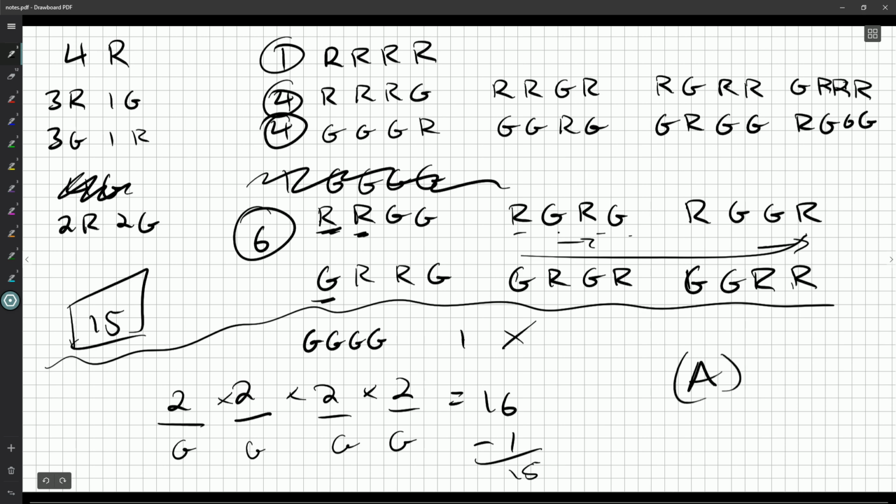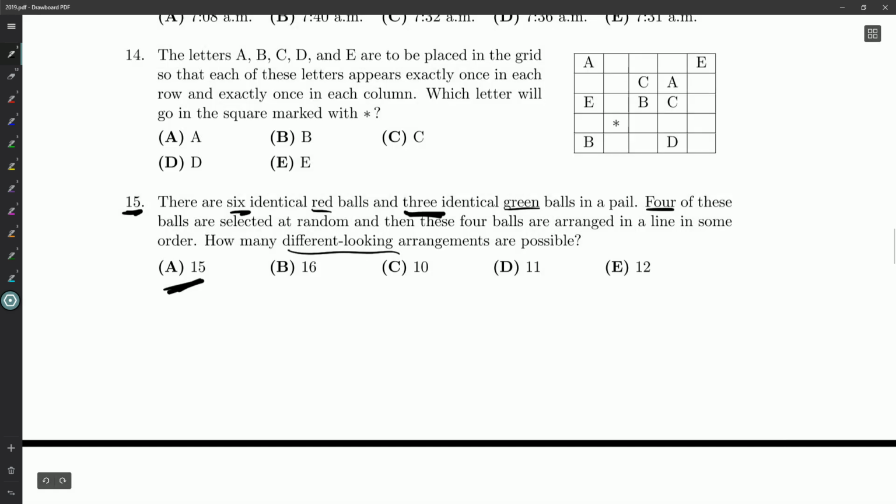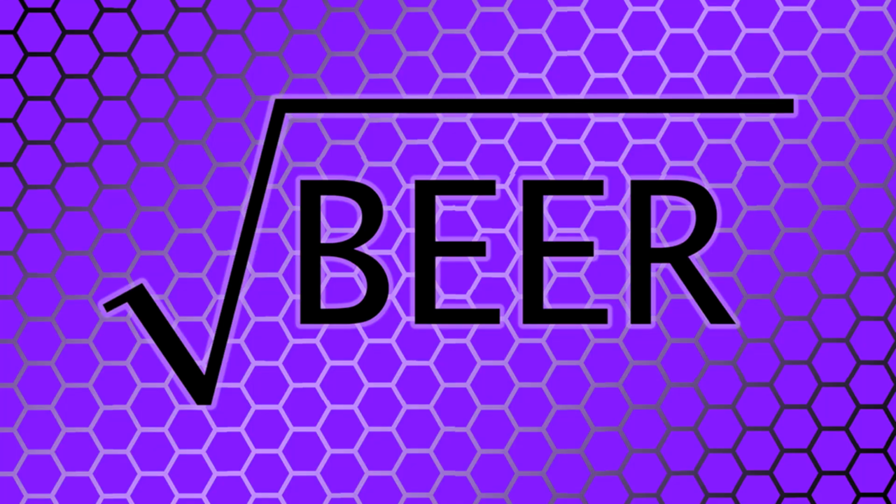But we get ourselves an answer A, and so we get 15 for question 15, very nice. I like when that happens. And up next, we're going to be starting the second half of Part B with question number 16.